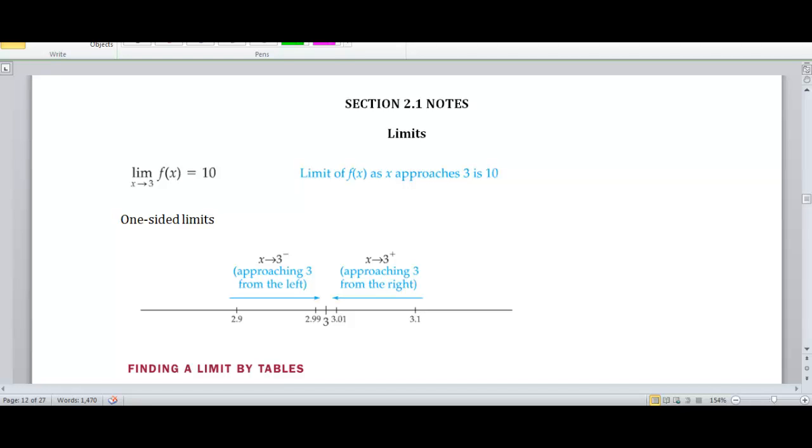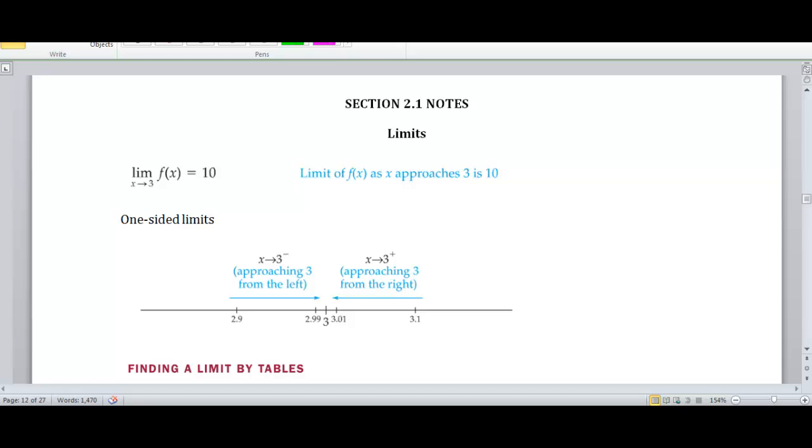Hello, today we're going to start section 2.1. This is the beginning of chapter 2. This is now the official beginning of calculus, and all of calculus is based on the idea of limits. Okay? So let's continue with your guided notes.